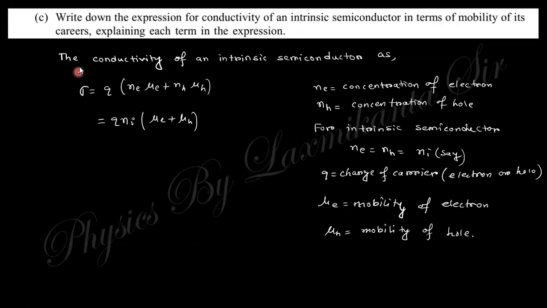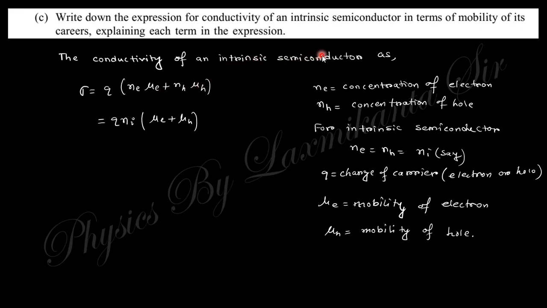Next question. Write down the expression for the conductivity of an intrinsic semiconductor in terms of mobility and its carriers, explaining each term in the expression. This relation is sigma equal to q (Ne mu e plus Nh mu h). Ne is the electron concentration, that is the number of electrons per unit volume. Nh is the number of holes per unit volume, mu e is the mobility of electrons, and mu h is the mobility of holes.